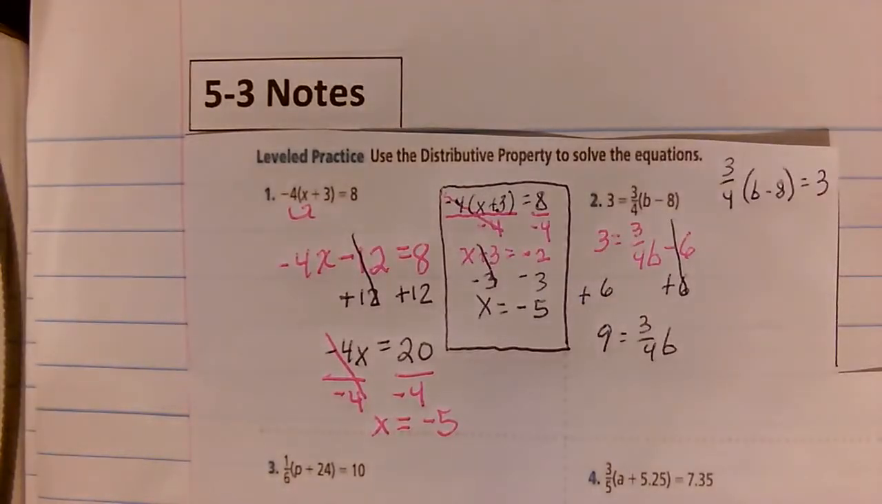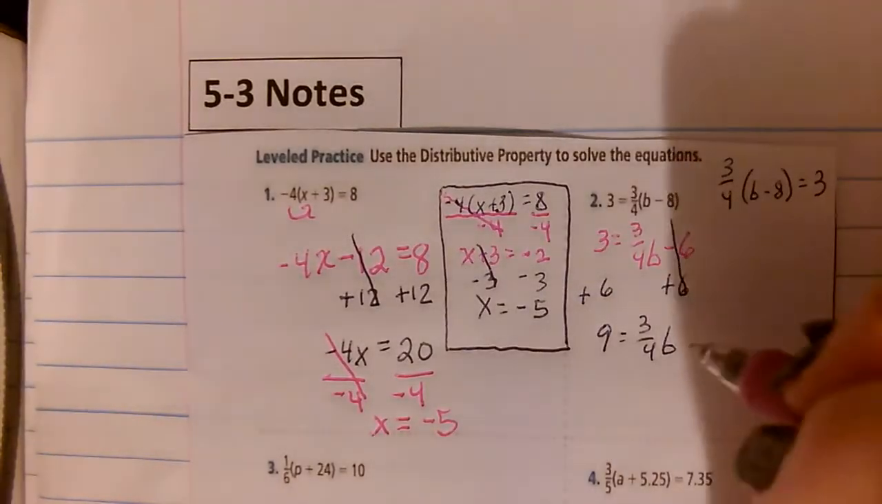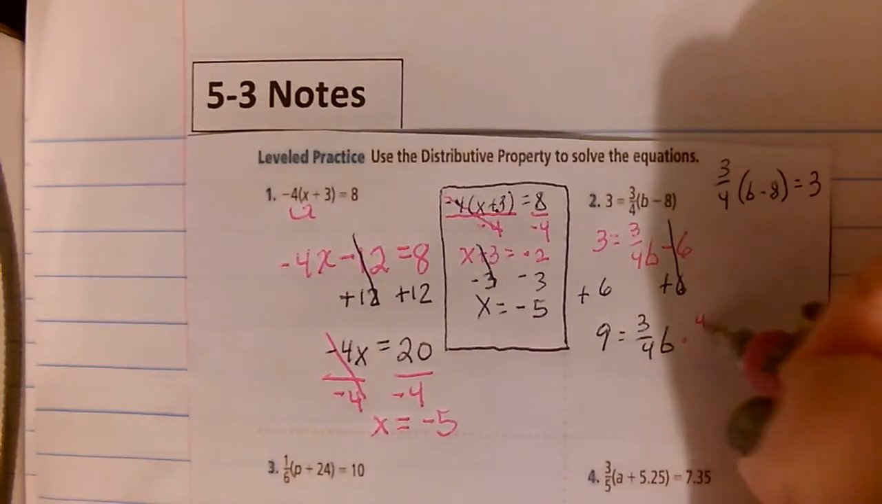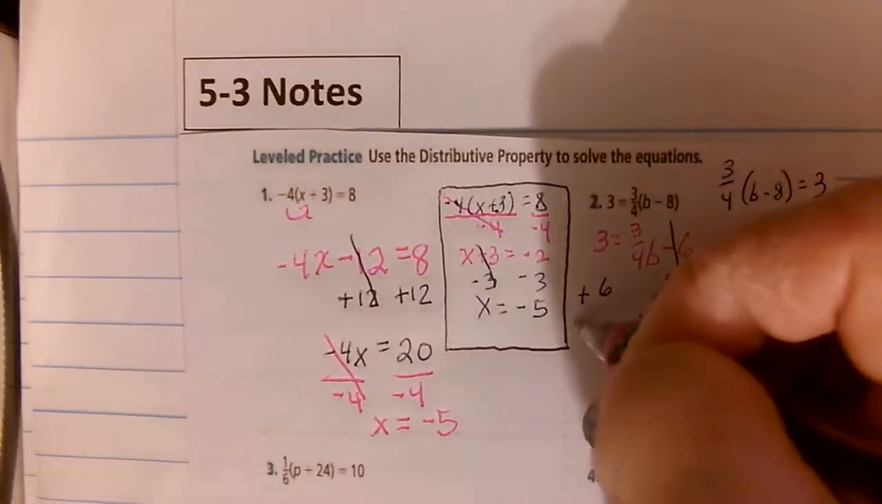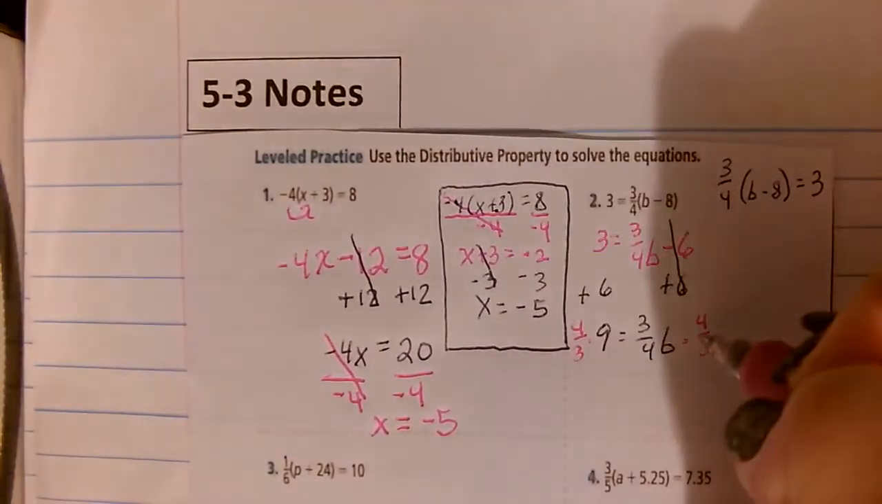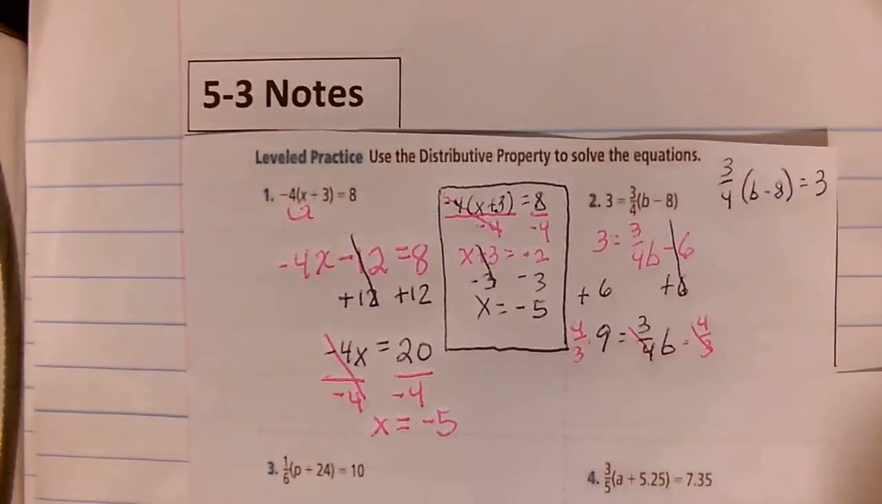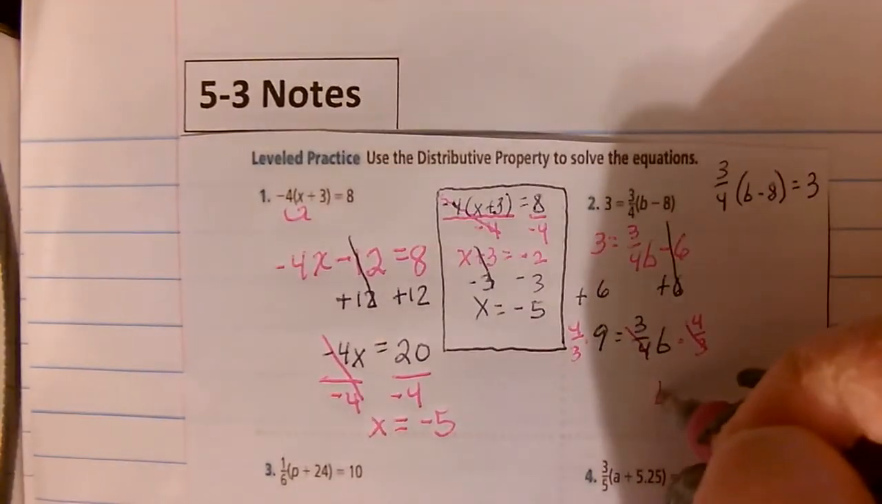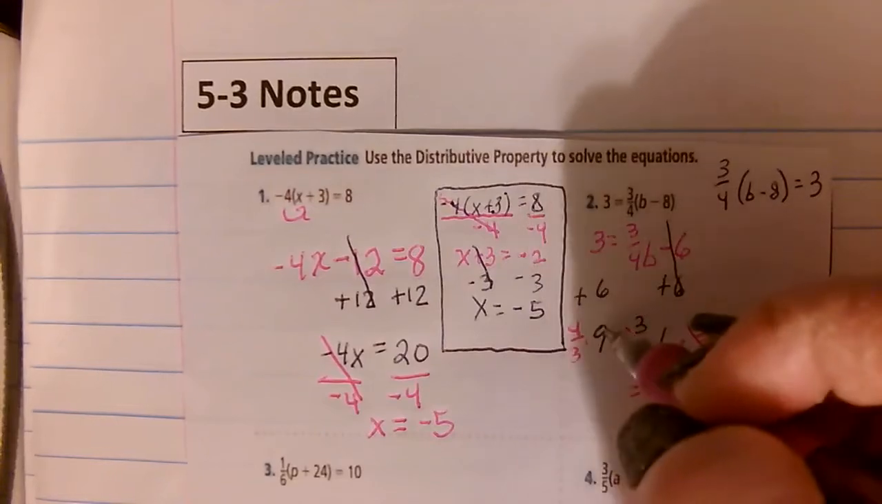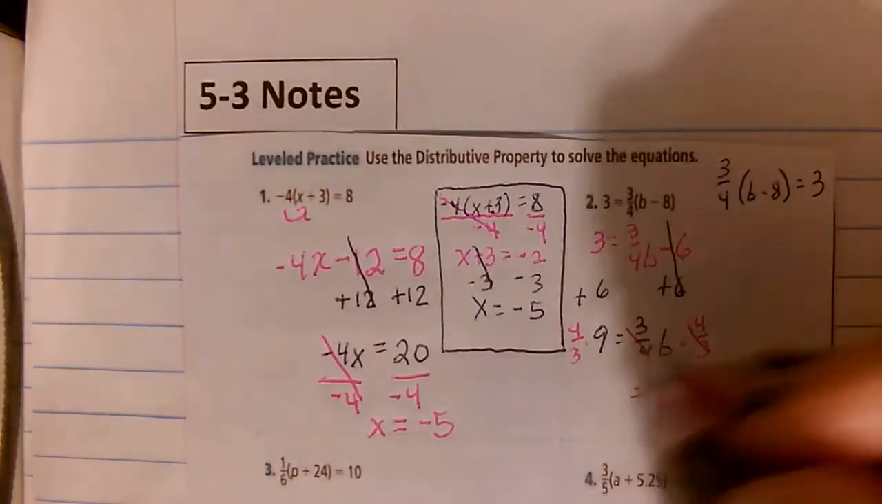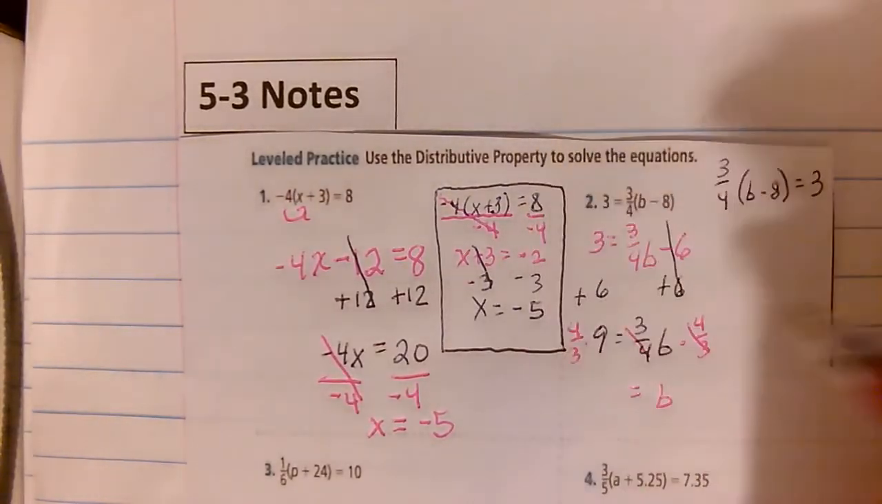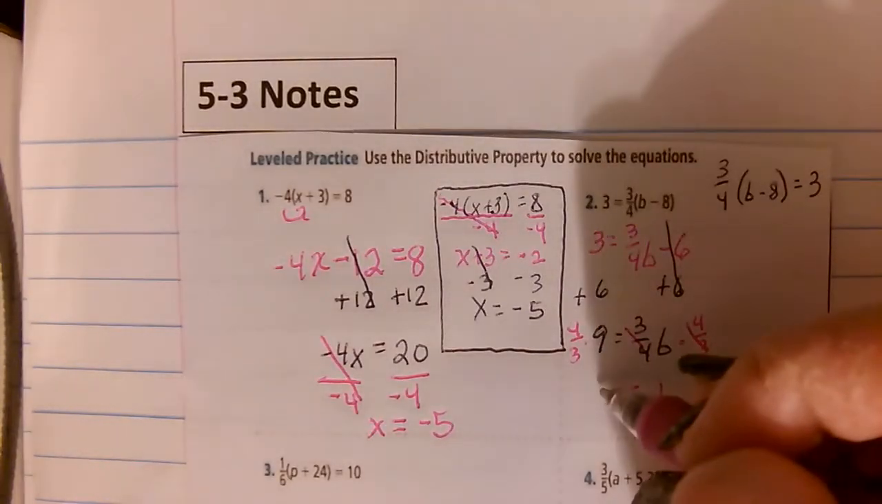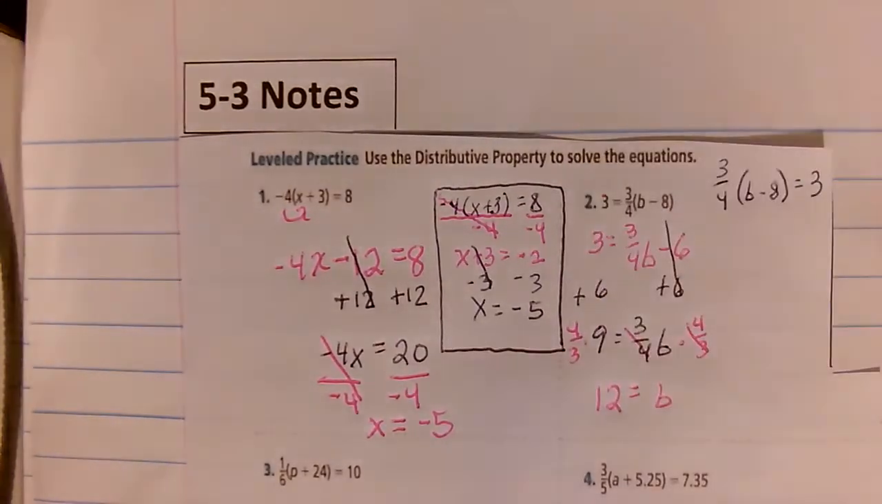To get rid of this, here's what you do. Multiply the reciprocal to both sides. 4/3 times 4/3. Alright, these cancel out because that means 1b. Bring that down. And then 4 times 9, divided by 3, or you can cross simplify. Like 9 divided by 3 is 3, and 4 times 3 is 12. So 12 equals b.